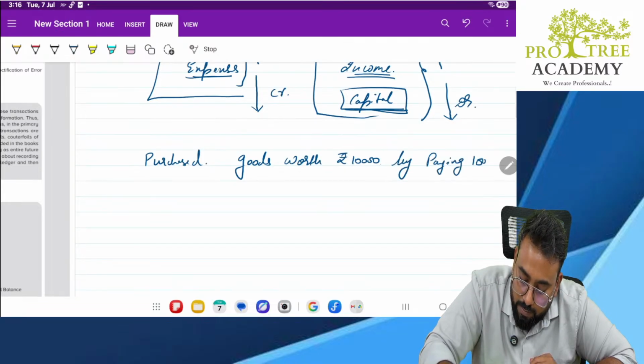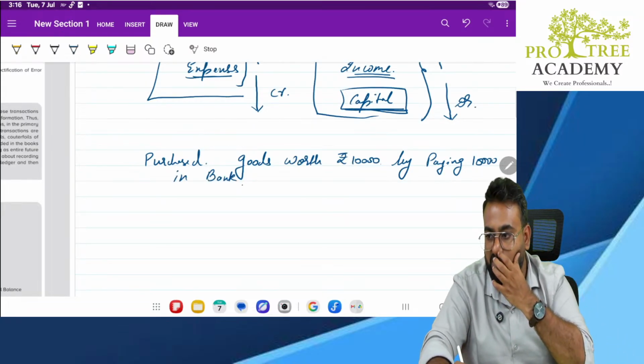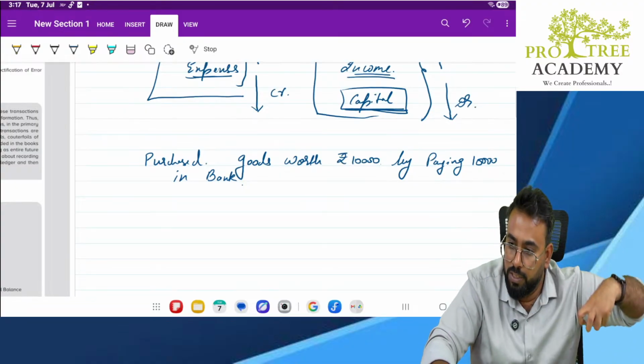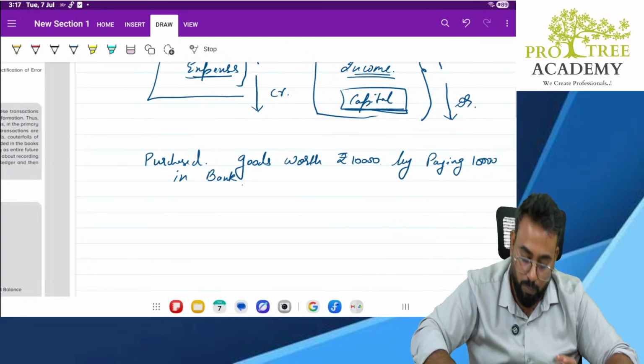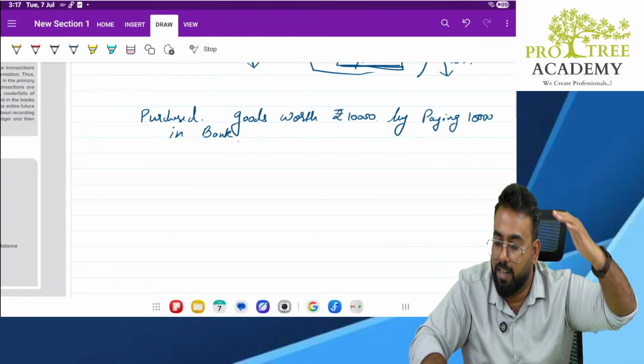By paying 10,000 in, clear? What are the two legs of the transaction? Purchase of goods, payment, two legs, correct? So debit, credit. Now, what is purchases? Is it an asset? Is it an expense?